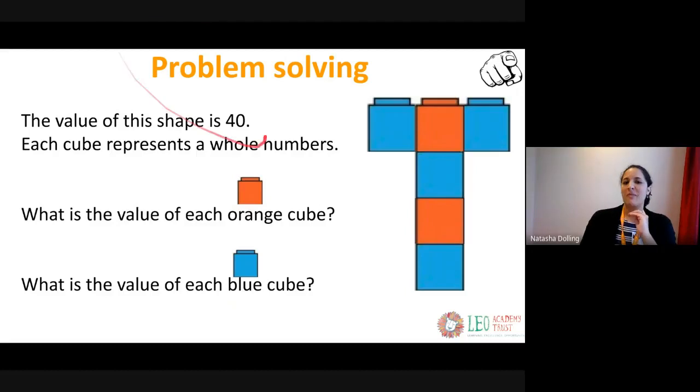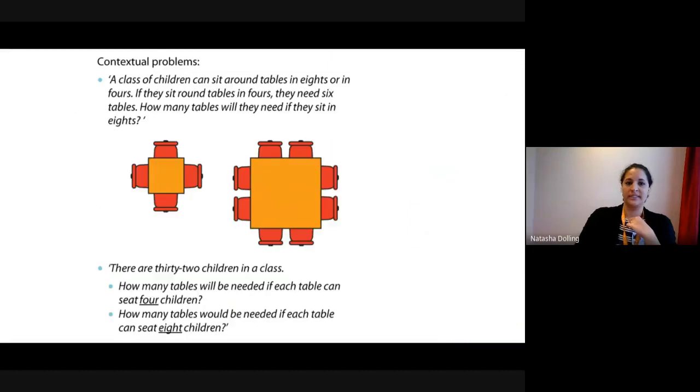And you can play around with this kind of structure as much as you want. You can change the value, you can change the shape, but essentially you're getting them to generate times table facts that can go together to make a certain target number. And you'll notice that the number of blue cubes was double the number of orange cubes. And you'll notice that number 10 is double the number 5. Lots of patterns to be made there as well.